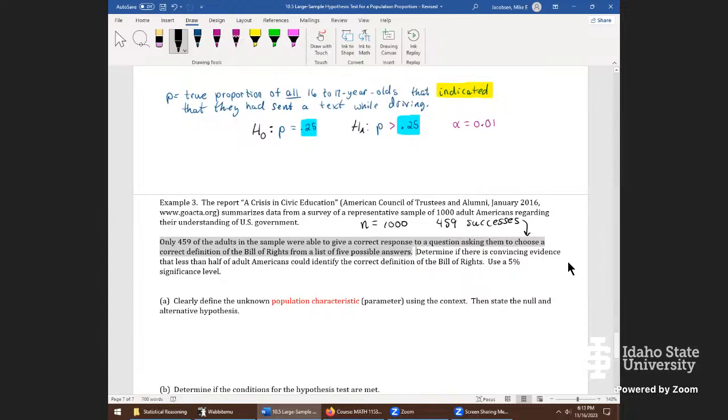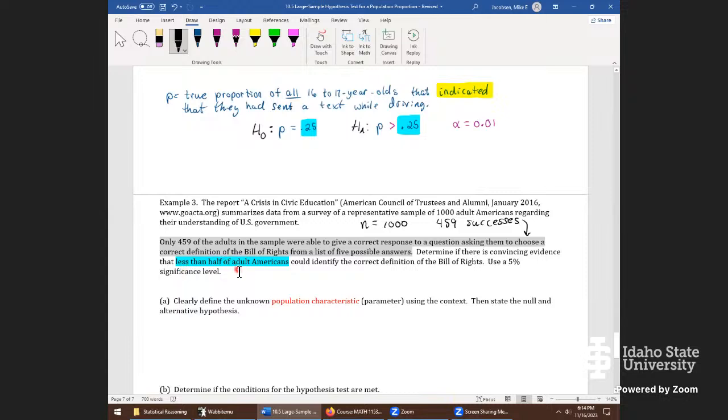Next, they say, this looks like a command, determine if. Sometimes a question in a statement could be the alternative hypothesis, but other times a direct command might be the alternative hypothesis. Determine if there is convincing evidence that less than half of adult Americans, let's highlight that there, could identify the correct definition of the Bill of Rights. Well, there's a less than, so we definitely have some directionality. Looks like a left tail test.